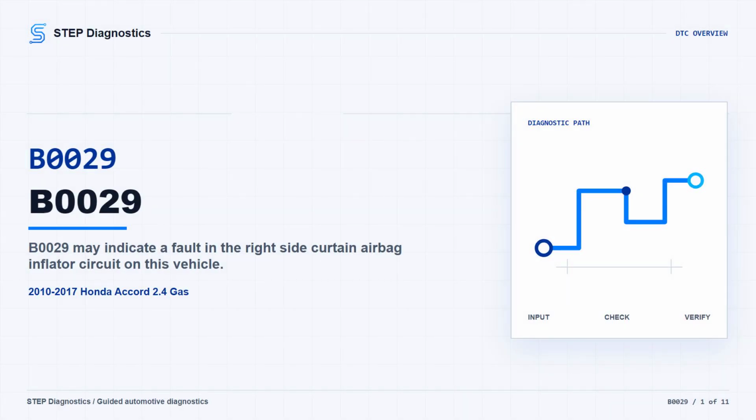On this Accord, B0029 is an SRS fault that may point toward the right side curtain airbag inflator circuit. The vehicle may turn on the SRS warning, and the restraint system may not behave as designed while the fault is active. Broadly, this diagnosis can involve the right side curtain airbag inflator, the right side harness, the SRS unit connector, or the SRS unit itself.